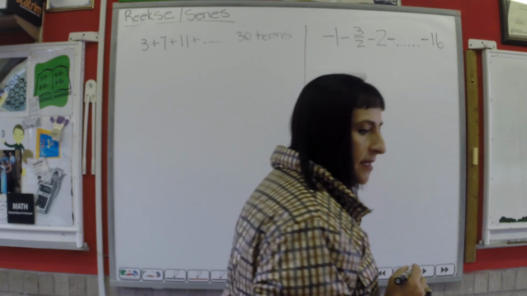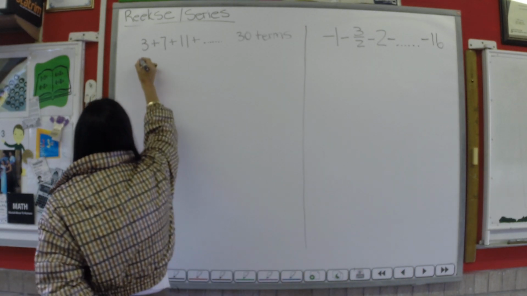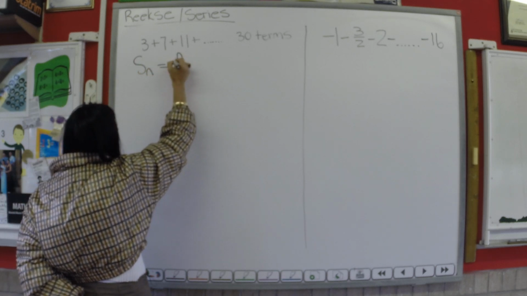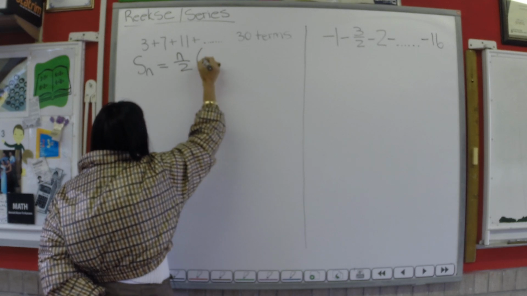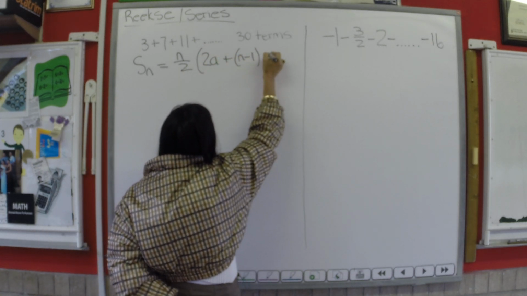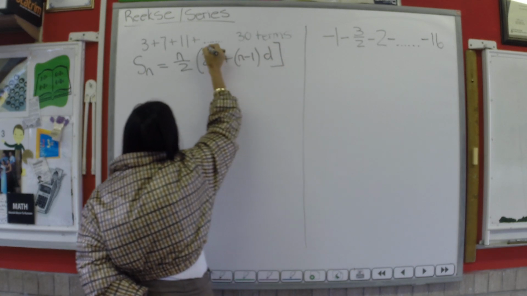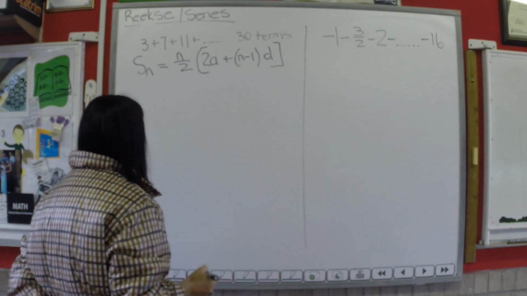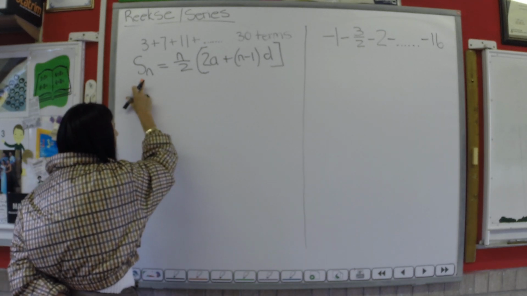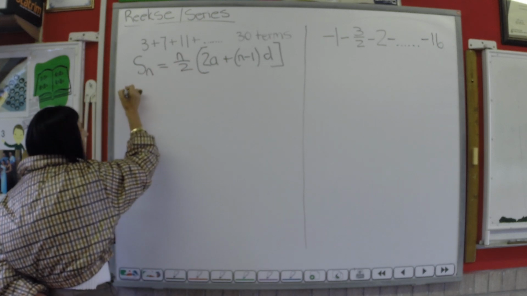Want ek ken my formule en ek gaan skryf dit dadelik neer as Sn is gelyk aan n op 2 hakkie 2a plus n min 1d. Ken my formule. Good. Now let's quickly see what we've got. We need the value of Sn. We've got n equals 30.